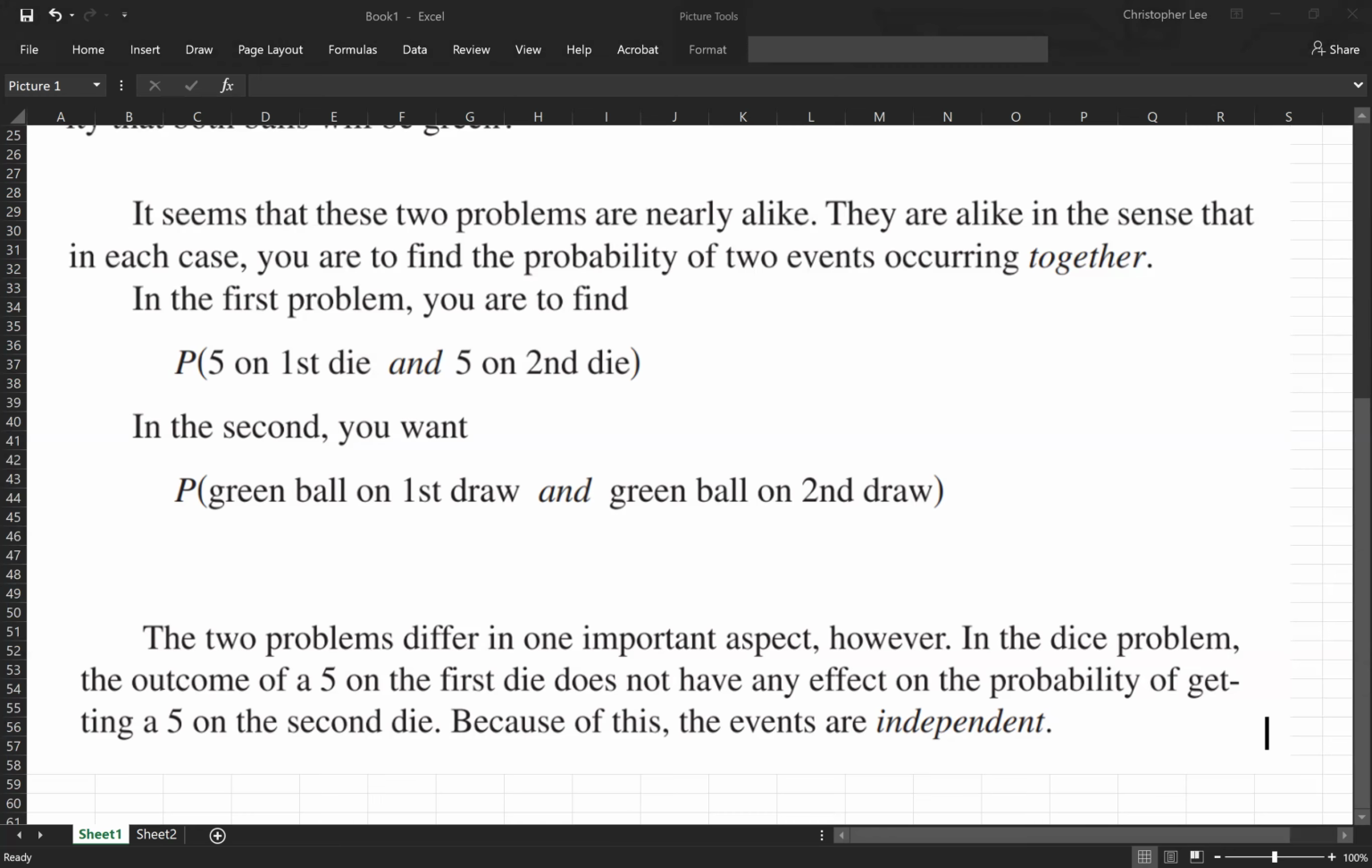So an easy way to distinguish is like imagine that they had two different colors, like a green die and a red die, for example. Then you could clearly see that what happens on one doesn't affect what happens on the other, you know? So let's elaborate a little bit on independence real quick.